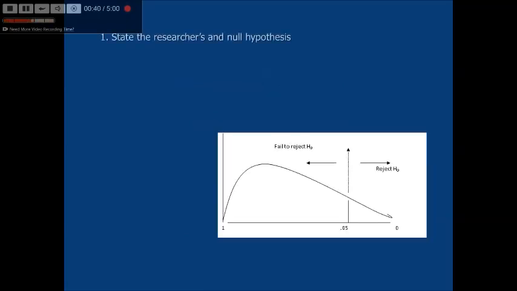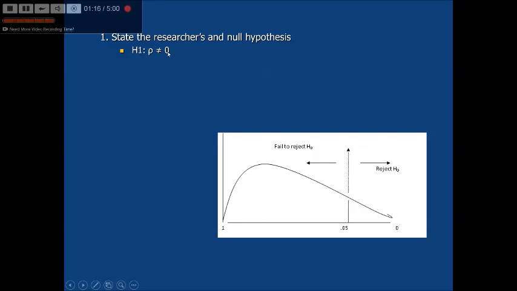You'll remember that the first thing we need to do is state the researcher's and null hypothesis. So what we're going to hypothesize is that in the population, the correlation coefficient is not 0. This is the Greek symbol rho, which is the population correlation coefficient. We can estimate what the correlation coefficient is in the population with the sample correlation coefficient, which is noted as R. So what we're saying is that in the population, the relationship between these two variables is not 0. That is, the correlation coefficient in the population is not 0.